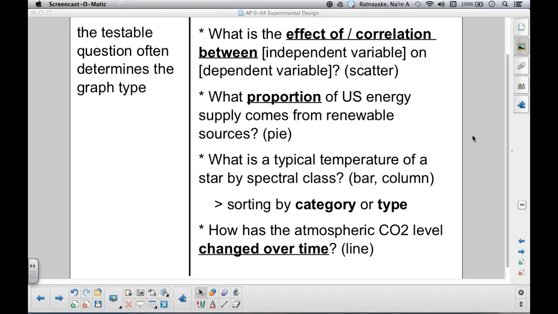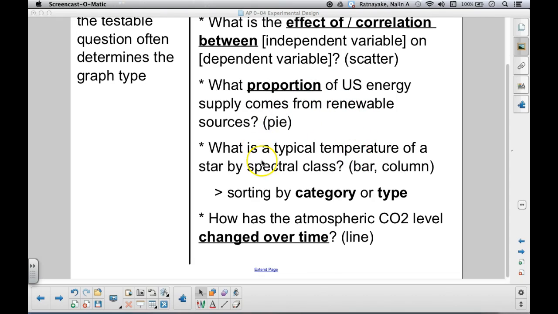On the other hand, I could phrase my testable question like this. I could phrase something like, what proportion of U.S. energy supply comes from renewable sources? And if I'm talking about what proportion or percentage is a smaller category within a bigger category, for example, renewable sources of energy are a smaller category within total U.S. energy supply, and I want to know something about the proportion. This is a case where I might want to use a pie chart, and a pie chart is going to be able to show this kind of thing a little bit better than most other graphs.